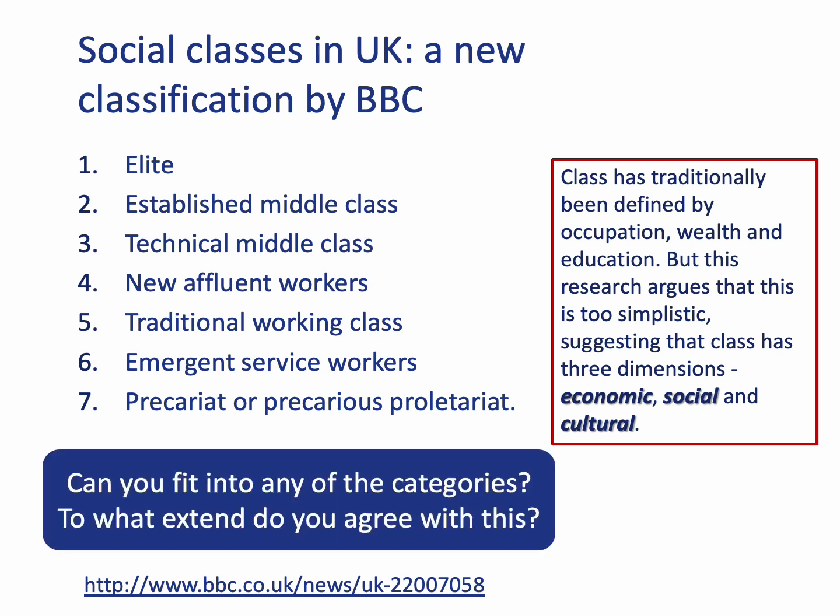The first one is elite. It is the most privileged group in the UK, distinct from all other 6 classes through its wealth in particular. This group has the highest level of all 3 capitals: economic, social, and cultural. Number 2, established middle class. It's the second wealthiest, scoring highly on all 3 capitals.